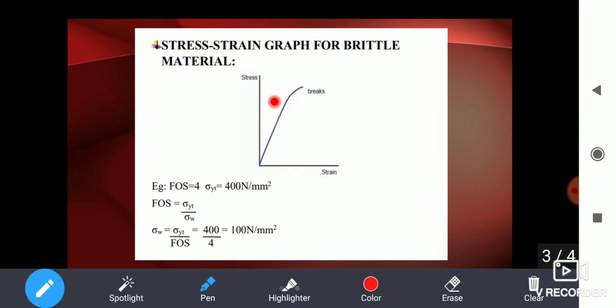In case of ductile material, before breaking the material gives some warning, that is, the material is elongated and its diameter is reduced, and finally it will fail. But in case of brittle material, the material fails suddenly. So this is the important difference between brittle and ductile materials.